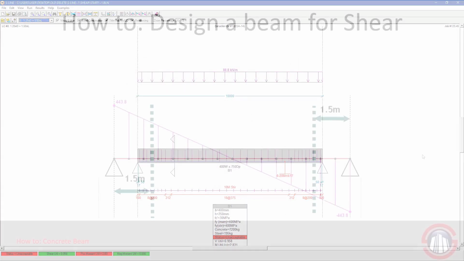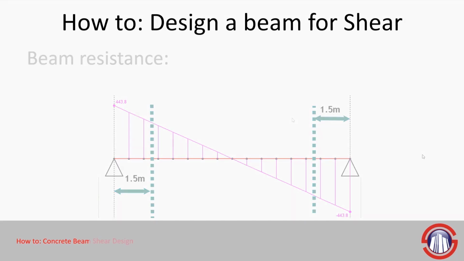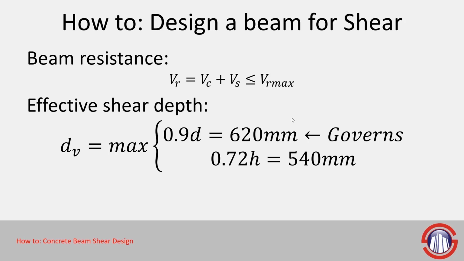So let's go into my PowerPoint slides now, and I'm just going to describe the process for how we calculate those by hand. First of all, we need to understand that the beam shear resistance is equal to the shear capacity of the concrete plus the shear capacity of the steel. We also need to determine the effective shear depth, which is found using these formulas. It will be the maximum of either 0.9 times our effective depth or 0.72 times the height of our beam. And the maximum is 620 millimeters. So that's the number we use in the future calculations.